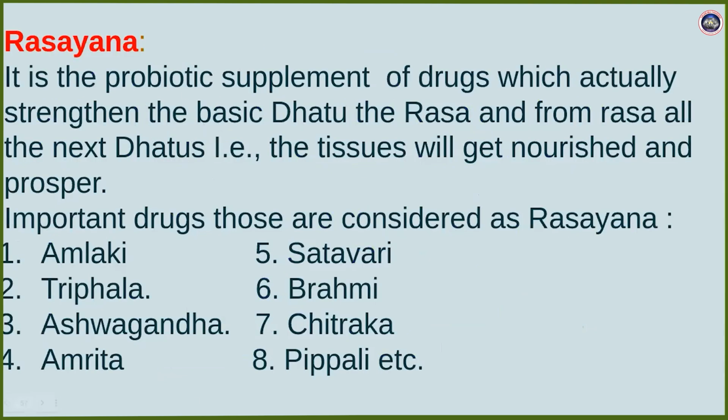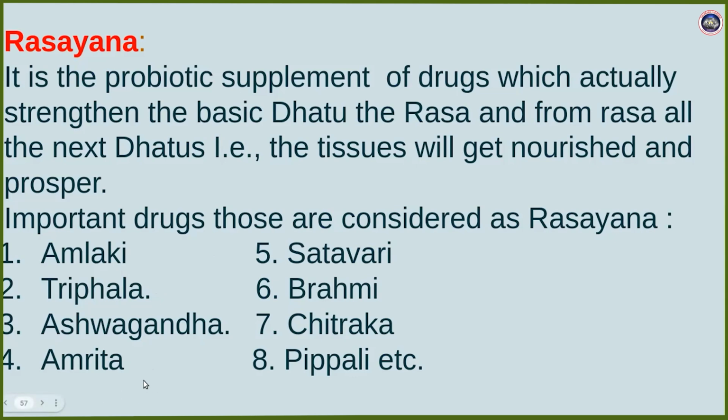So generally, we can compare them to probiotic supplements, which actually strengthen all the Dhatus: Rasa, Rakta, Mamsa, Meda. They strengthen the Rasa, that's why they are Rasayana. Once Rasa is strengthened, it nourishes the Rakta and so on. So these are the drugs which start the good functioning of all the tissues. Generally we find Amalaki, that is the emblic of Triphala, which is three drugs together, Ashwagandha, Withania somnifera, and Amrita, which we used in COVID. It is Tippatiga in Telugu. It is Giloy, and it is a very good rasayanam.